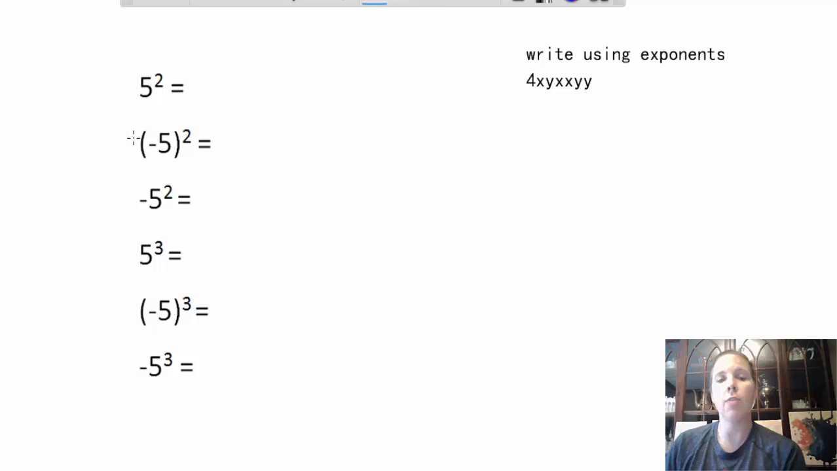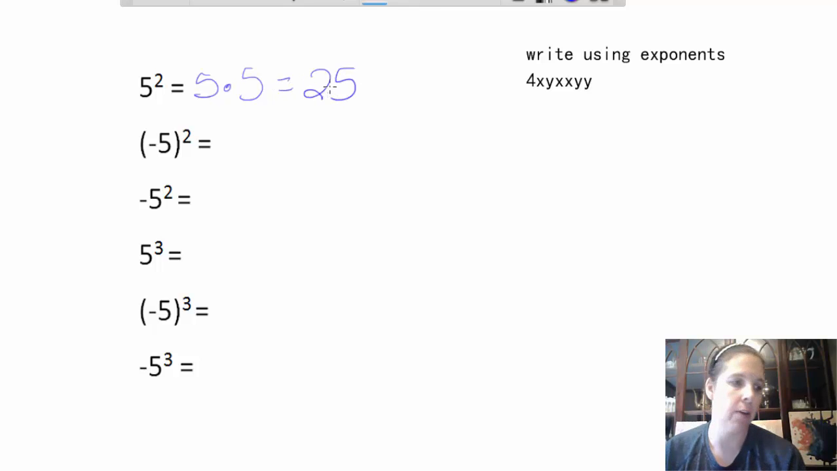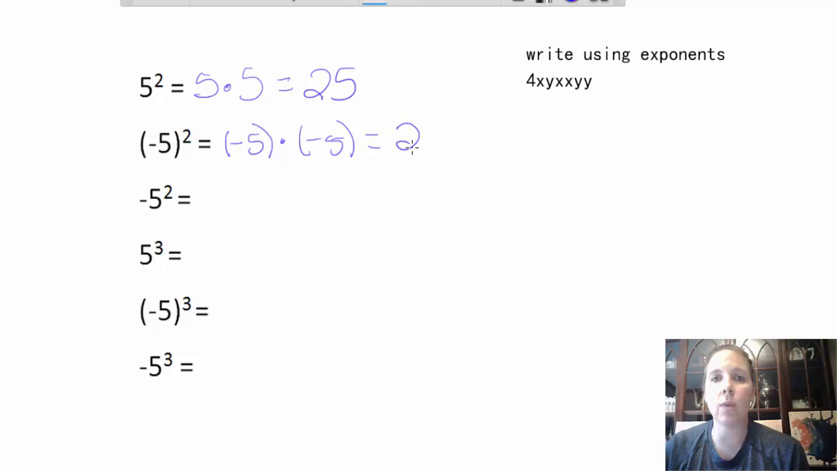Okay, so this is probably the most confusing part of what we're going to do today. But if we have 5 to the 2nd power, then we have 5 times 5, which is 25. Okay, now what if we have negative 5 to the 2nd power? Okay, that means, let me make sure I write this correctly, negative 5 times negative 5. Okay, well, negative 5 times negative 5 is still 25 because a negative times a negative is a positive. Now, where it gets confusing is when we get to this.